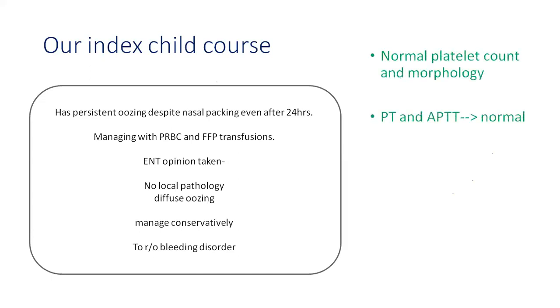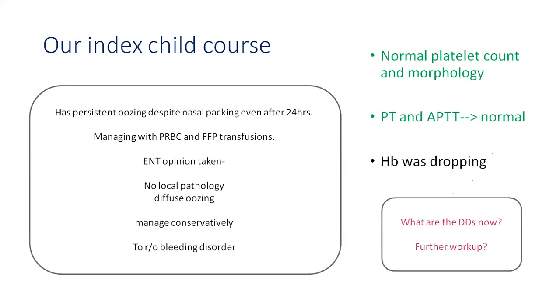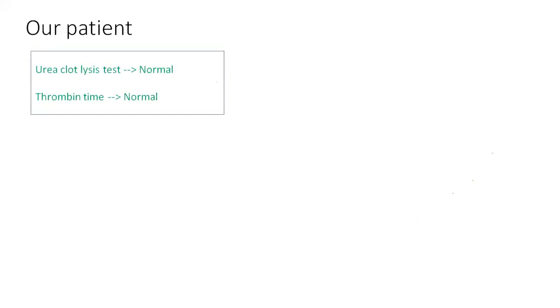So these are the investigations we did, and they came normal, completely. Platelet count was normal and PT was normal, while hemoglobin is dropping. Further workup, what we did is, we did urea clot solubility test, which is normal, and thrombin time, which is normal. So what investigations do you want to plan now?